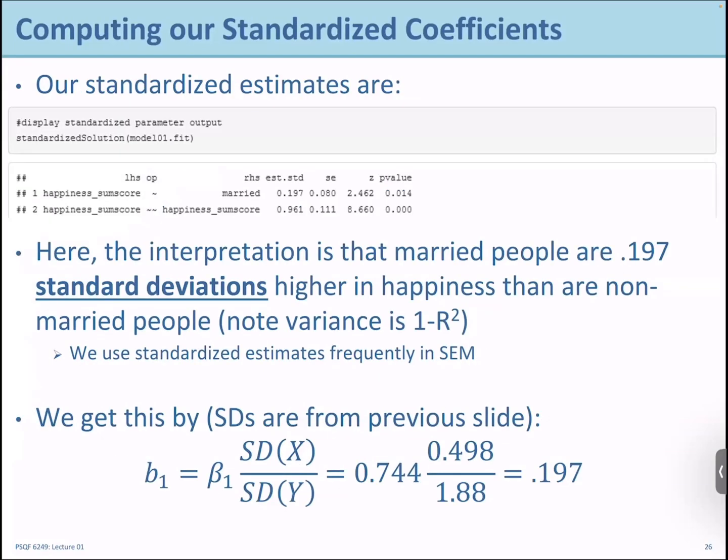But here, we can actually get the standardized solution. And you'll see that the standardized value is 0.197, meaning happiness goes up 0.197 standard deviations. Literally, this is trying to say per standard deviation increase in marital status, which is a weird thing to think about, happiness goes up 0.197 standard deviations.